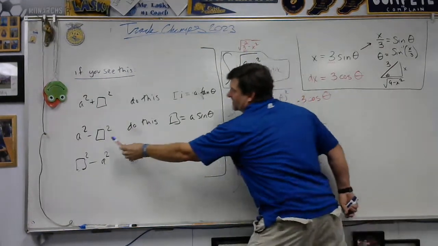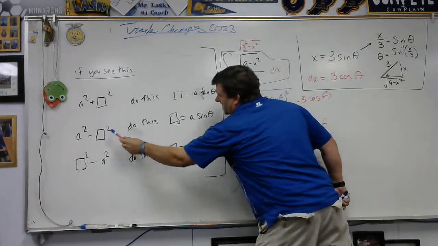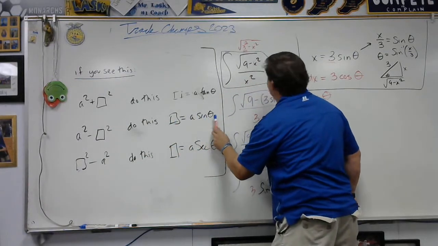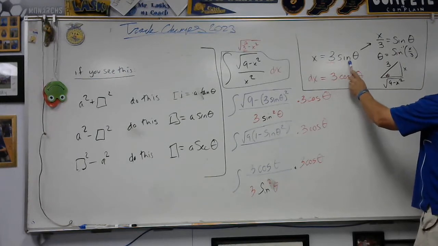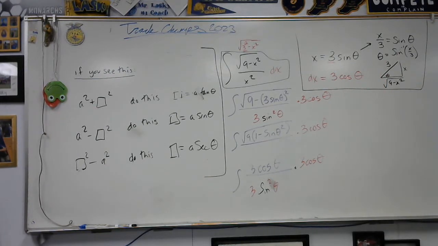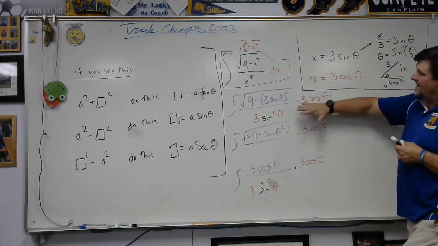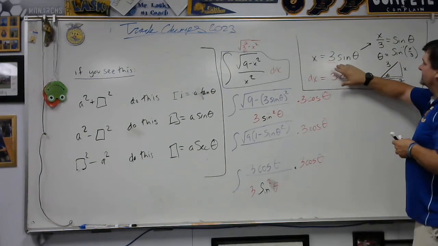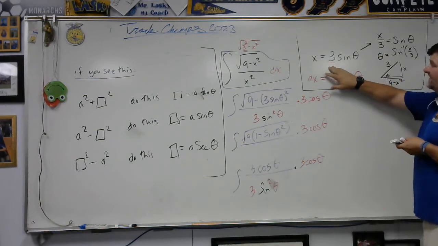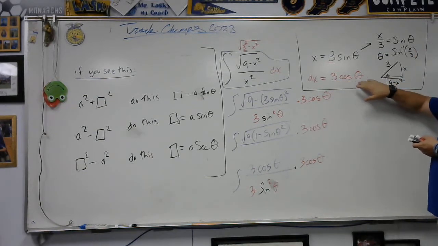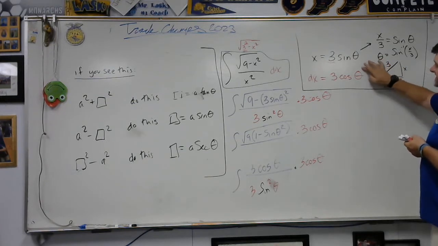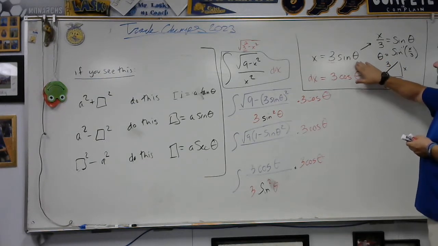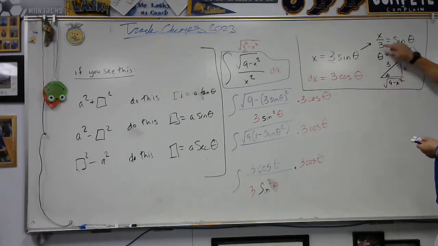So now I've got my a squared and my x squared, and I'm going to let x equal 3 times the sine of theta. So x equals 3 sine of theta. I can take the derivative of x, so dx is equal to 3 cosine of theta. Then I can solve for theta: divide both sides by 3 to get x over 3, and then take the inverse sine. So theta is equal to the inverse sine of x over 3.